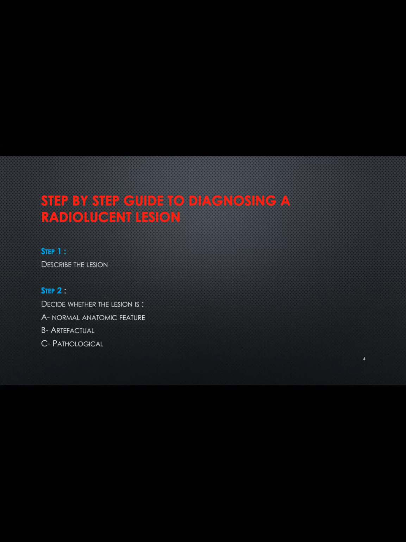Second, we have to decide whether the lesion is, one, a normal anatomical feature. For example, around a radiolucent lesion between the lower premolars is usually the mental foramen. It's not a pathology or it's not an artifact. Second, is this lesion an artifact? Because sometimes if you have an overexposed or underexposed X-ray, it could give you some radiolucencies or radiopacities that really don't mean anything. The third one, which is what we're more concerned about, is pathological.